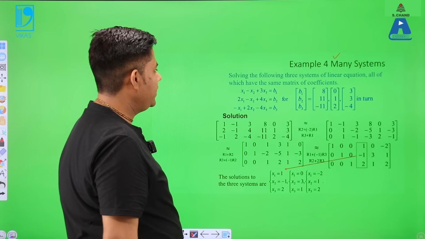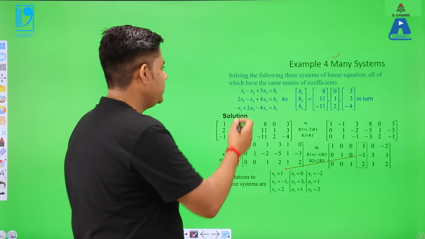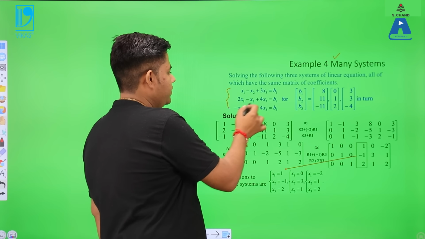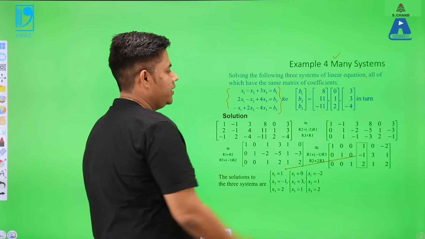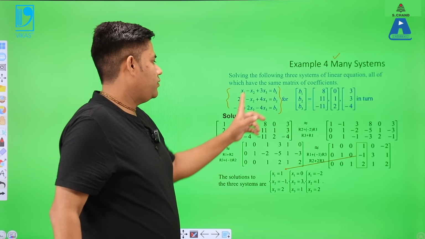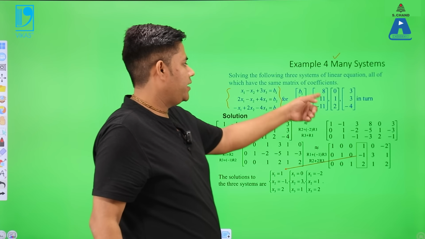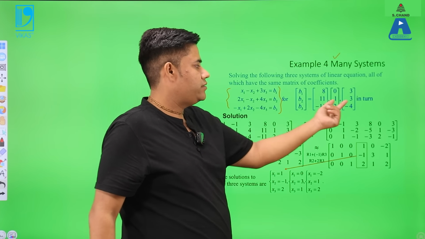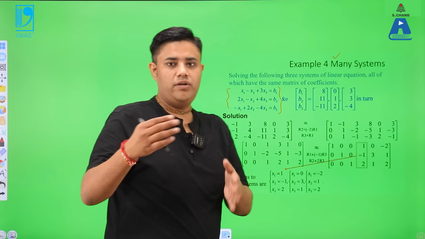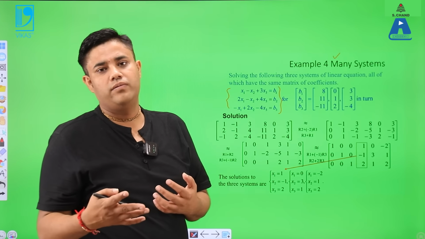In this example, you have to solve the system of linear equations, and this system has this particular set of equations aligned. That means you have x1 minus x2 plus x3 equals b1, here b2, here b3, and b1, b2, b3 are connected to these three solutions. That means there are many solutions associated with one set of equations.